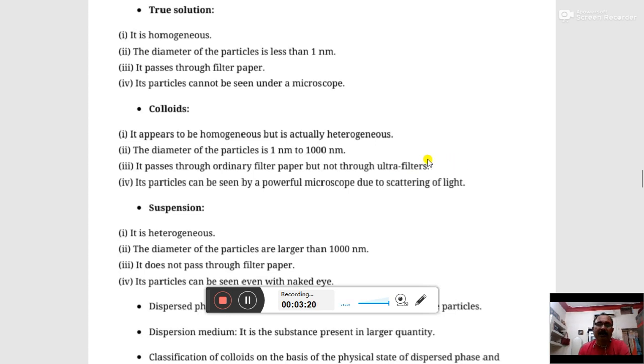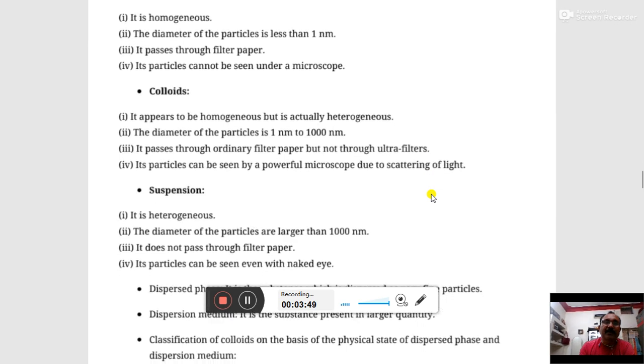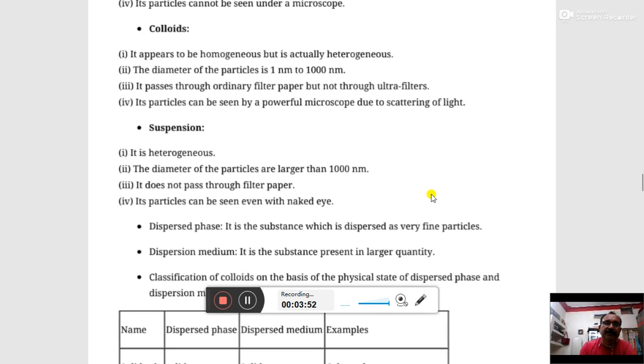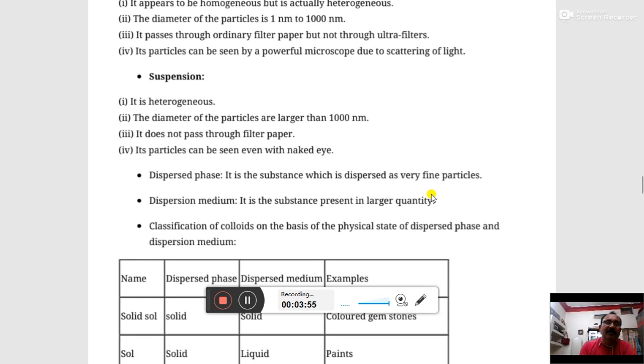Just like, suppose you have gum or glycerin. That is an example of a colloid solution, where if we take the gum or glycerin on the filter paper, it is gummy in nature. It cannot be filtered through the filter paper. Some part is filtered, some is not, and its particles cannot be seen by the naked eye but can be seen by the microscope. So that is the third type of solution, called the colloid. Here we only study the colloid solution.